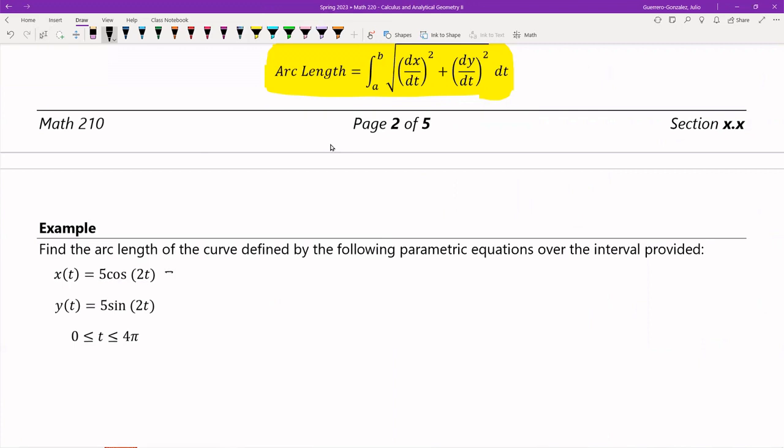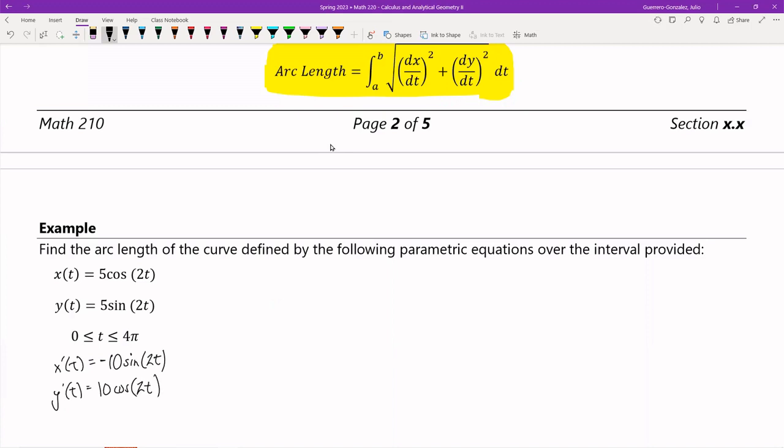I'm going to do it below here. So x prime of t is going to be the derivative of x of t. If you do that, you get negative 10 sine of 2t. And y prime of t is going to be 10 cosine of 2t.